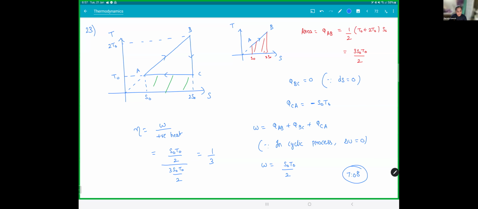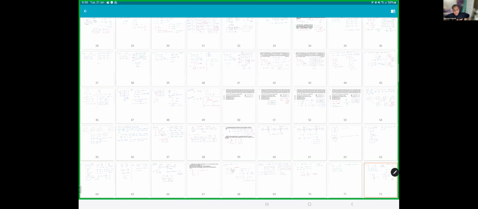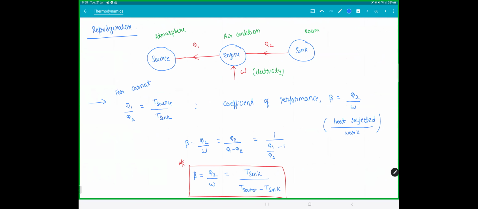Sir, can you explain the reason on page 66 for why work cannot be infinite? Why work cannot be infinite? Infinite work, what does that mean? You gave an example. Yeah, see now, this is Q2 by W. If T sink is 0, it means W is infinity, right? So what it means to say is, if you want to achieve T sink to be 0, you need to give infinite work.